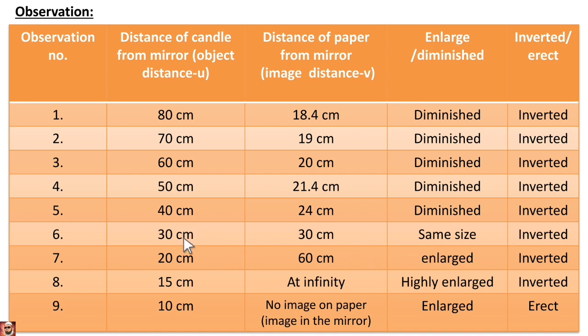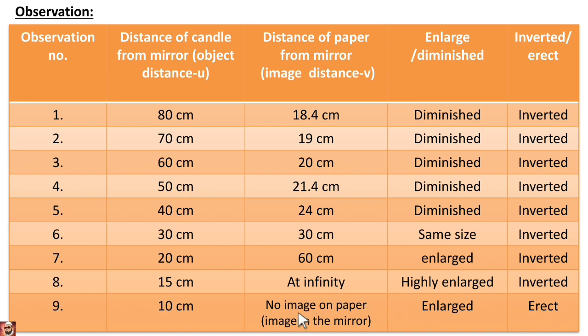If you keep the object at less than the center of curvature, that is 20, 15 or 10 centimeters, you will observe that the size of the image is increasing. We are getting an enlarged image. All of these are enlarged images, and except at 10 centimeters, we are getting inverted images. At 10 centimeters, we are getting an enlarged, erect image.